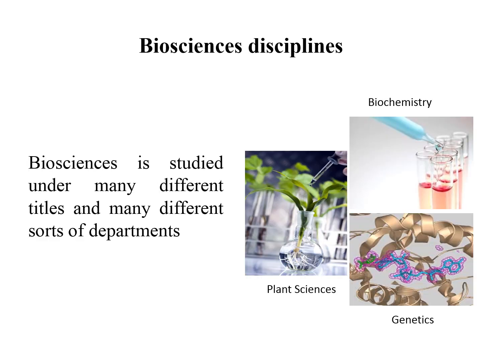Biosciences is studied under many different titles and many different sorts of departments. Within this broad branch of the sciences, there are a number of smaller branches focused on specific issues which pertain or belong to a living organism. Biochemistry, for example, is concerned with the chemistry of life, while botanists study plants entirely. Genetics is a branch of biology concerned with the study of genes, genetic variation, and heredity in organisms.